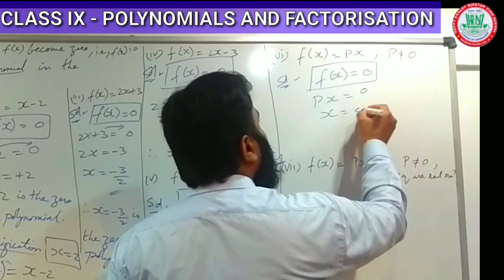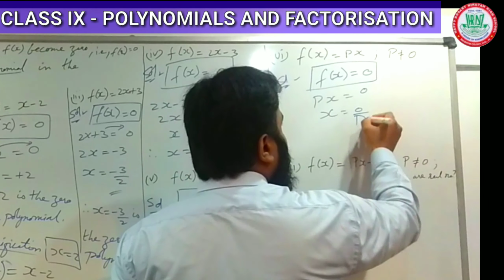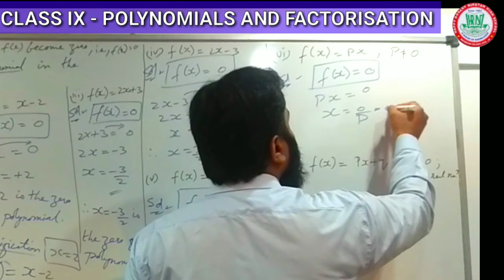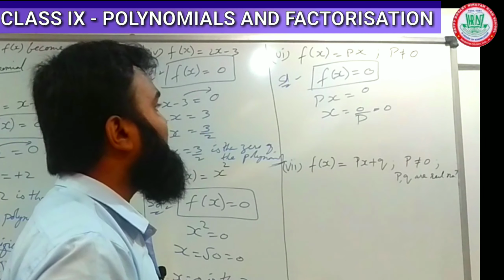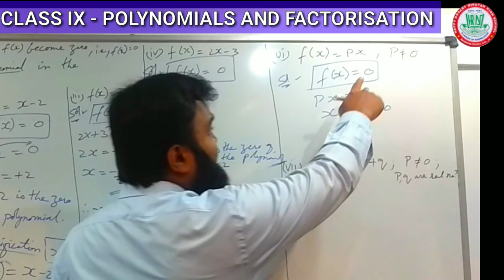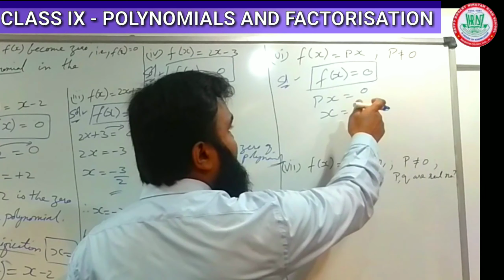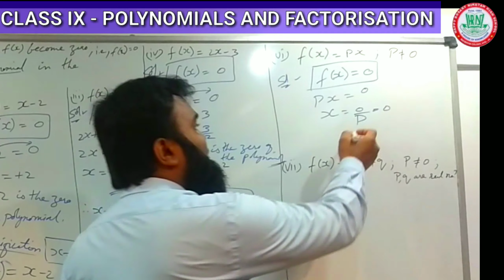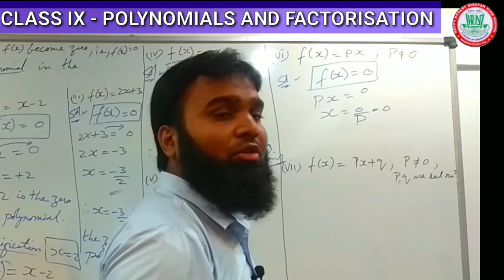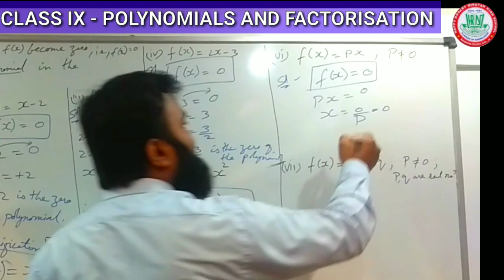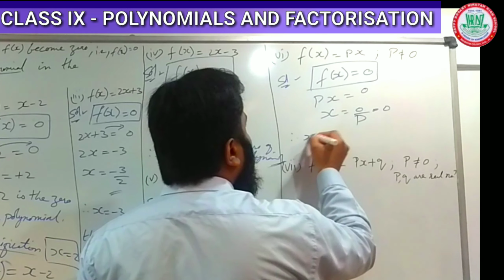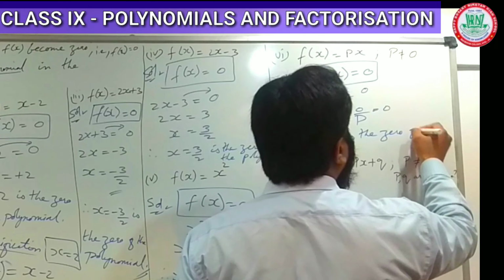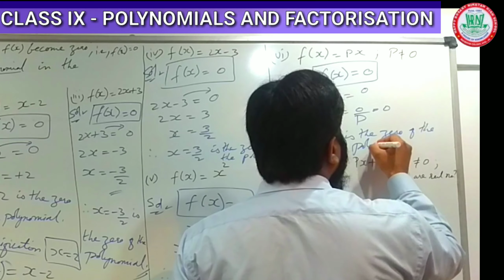Now x is equal to 0. This p goes outside, here it will come downside. 0 by p, 0 by p is equal to 0 only. Okay, 0 by p is what? Here the condition is given, p is not equal to 0. If we take 0 by 1, 0 only. 0 by 100, 0 only. 0 by 1000, in place of p, 1000 also 0. 0 by anything is 0. So that means x is equal to 0. So therefore x is equal to 0 is the zero of the polynomial.